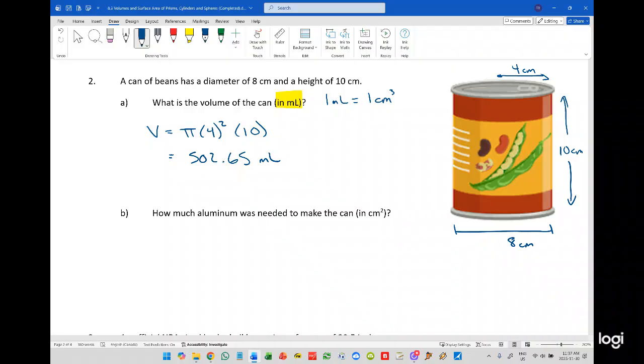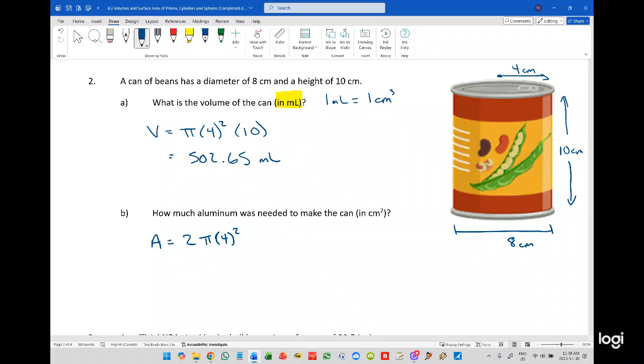So just be aware that in word problems, sometimes we're not asked specifically to find area or volume. We're just hinted at which one it should be based on the description. All right, so our surface area is going to be made up of two ends. Each end is pi r squared.